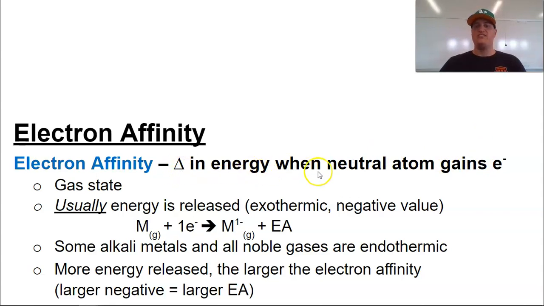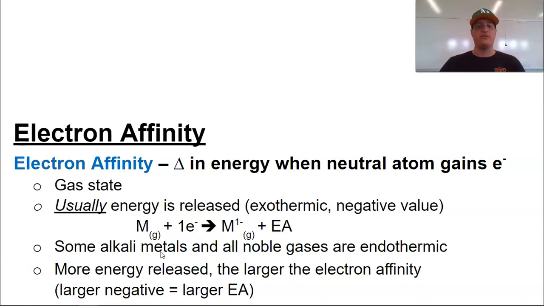So this is the change in energy when a neutral atom gains an electron. So it's almost like becoming a negative ion, because ionization energy is all about becoming positive ions. Usually energy is released. Usually, is again why we don't like it that much, which means it's exothermic, it's going to be a negative value. Some alkali metals and all noble gases are endothermic, because alkali metals aren't going to want to take on an electron, so you're going to need to add that together. But we generally don't talk about electron affinity when we talk about metals.